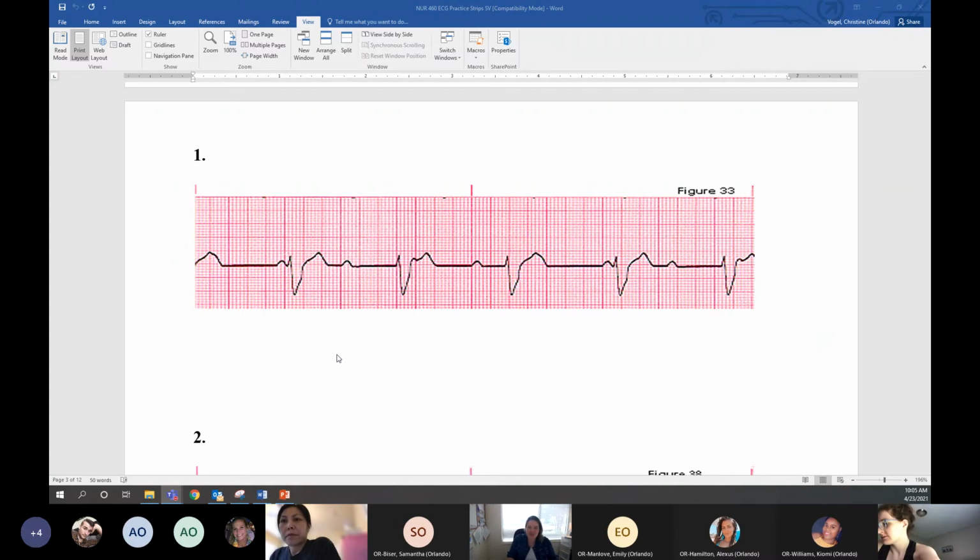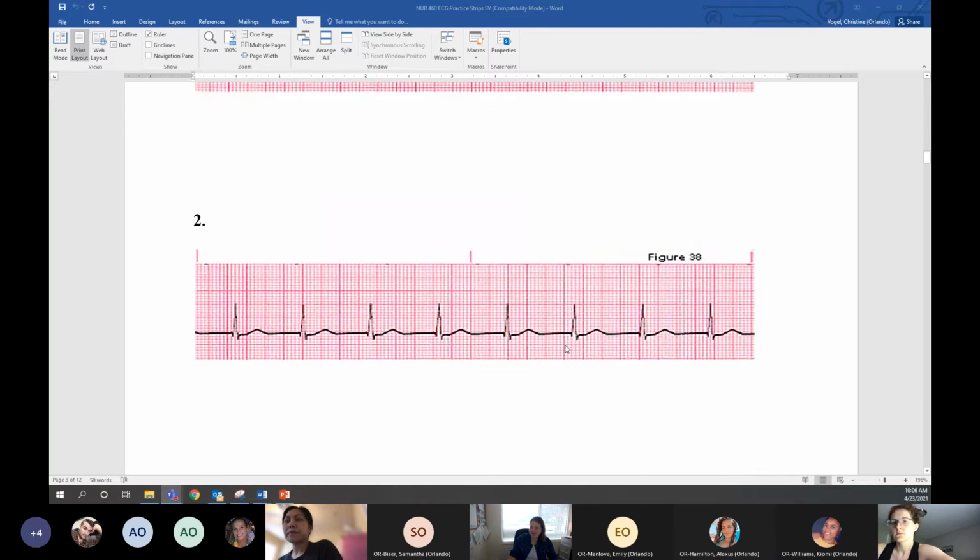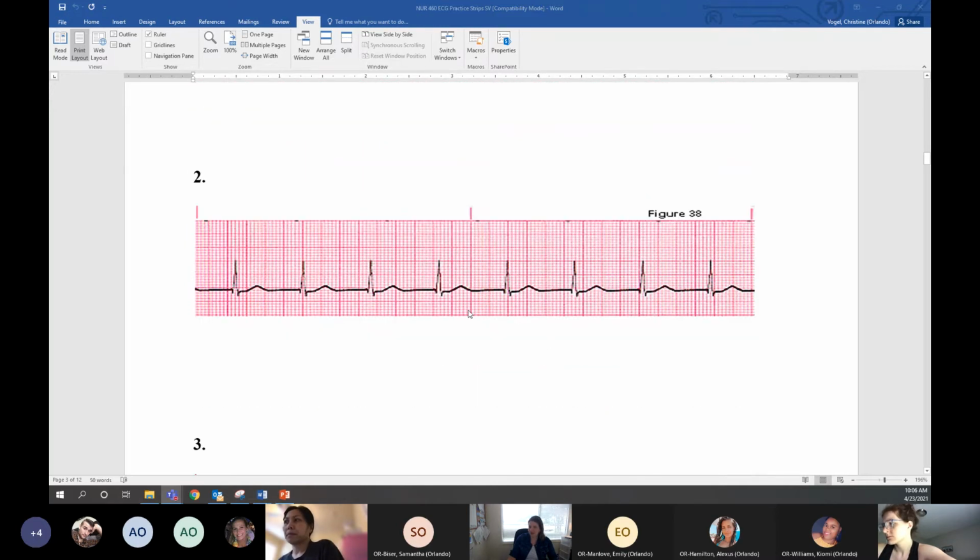Rock on. Okay, so this is a terrible rhythm, and I feel like as they get worse, they get a little harder to read because there's nothing normal. But then also they get a little easier to read because they're very characteristic of a third degree heart block. So our PR intervals are not correlating at all. Sometimes they're short, sometimes they're long, sometimes they block. It's just a third degree heart block.